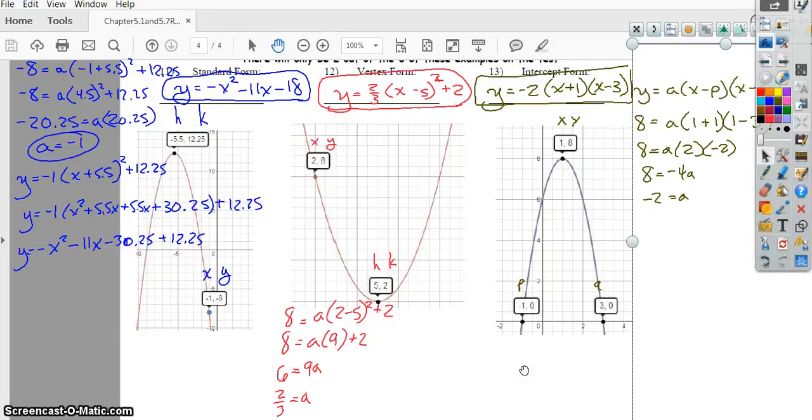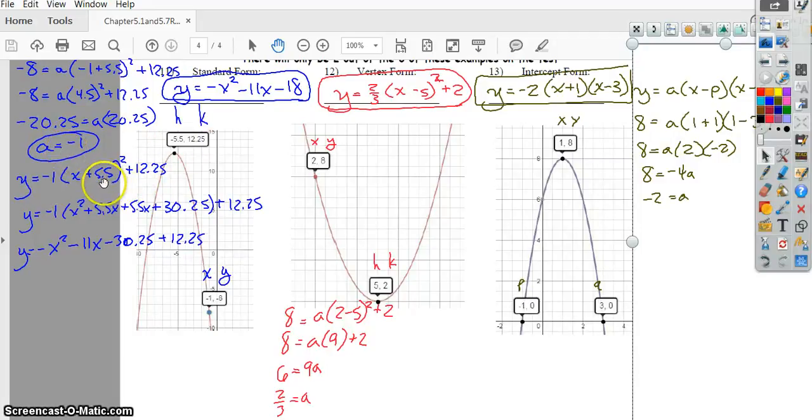First one's the toughest in standard form. H is negative 5.5, K is 12.25, x and y is negative 1 and negative 8. Substitute those in. I actually subtracted 12.25 over to get this negative 20.25. 4.5 squared is 20.25. Divide that over, you get negative 1. So I have a is negative 1, and I plug my h and k in.